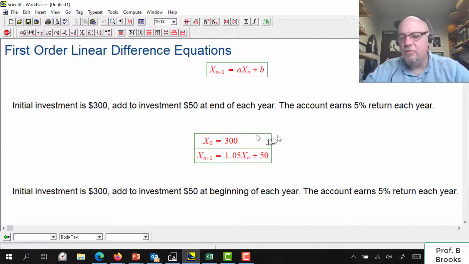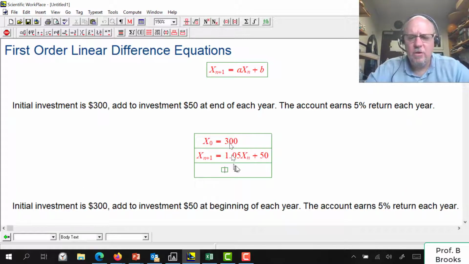So I've expressed this as a first order linear difference equation. The A is 1.05, the B is $50. Now, if I wanted to figure out how much money you have in like 4 years or 8 years or something, then I know I start out with 300, and so that's x naught.